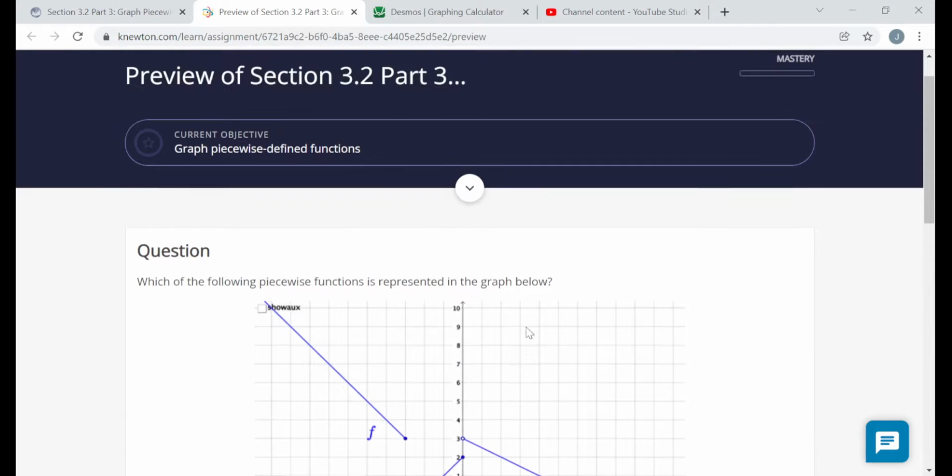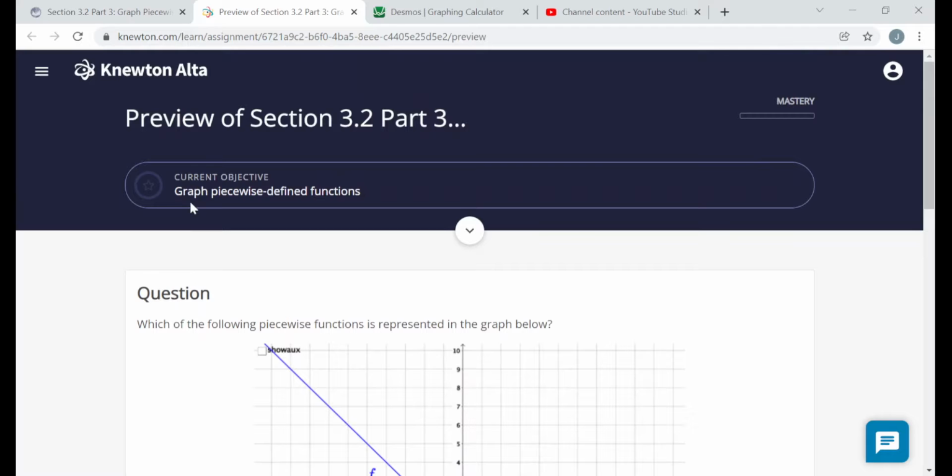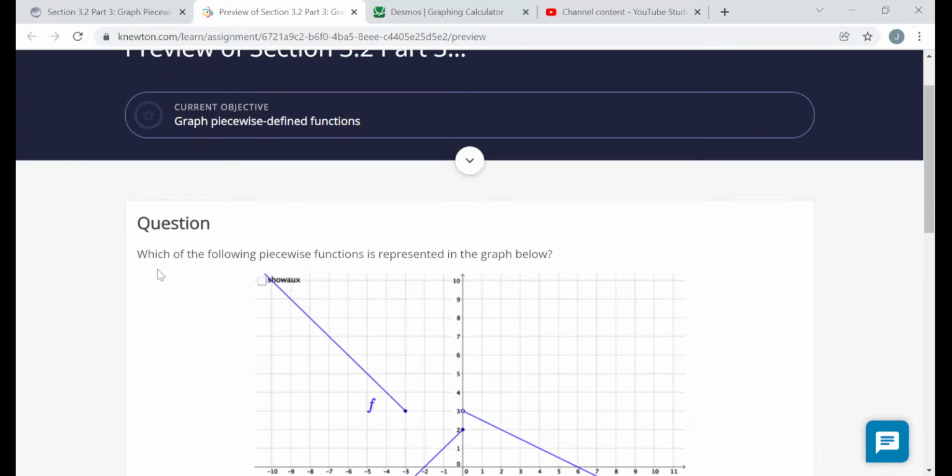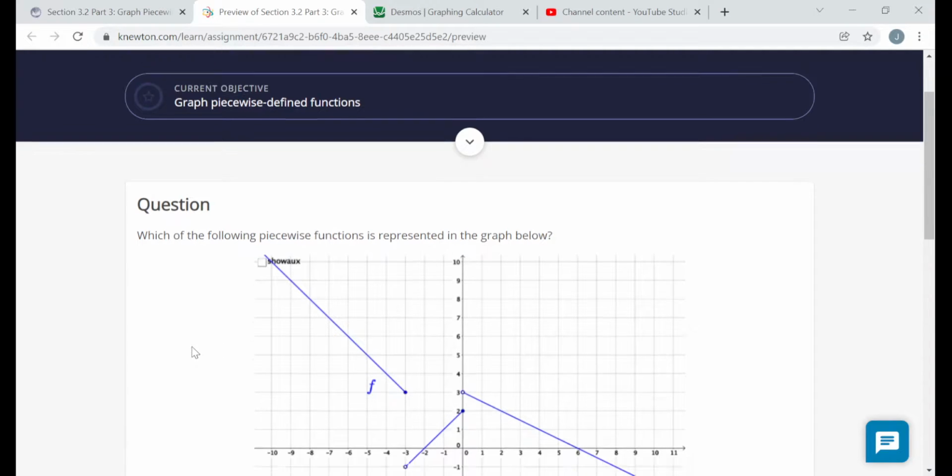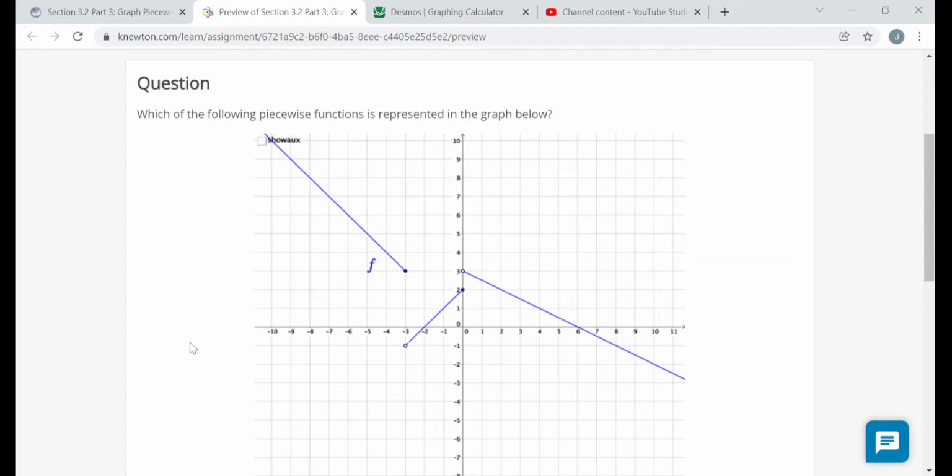Alright, so this first, the only objective, is graph piecewise-defined functions. They're saying here, which of the following piecewise functions is represented in the graph below? We're given a graph with three pieces here. There's breaks in the graph, and if you zoom in, you could see it probably from here too, that there's a solid point here, open point here, solid point here, open point there.